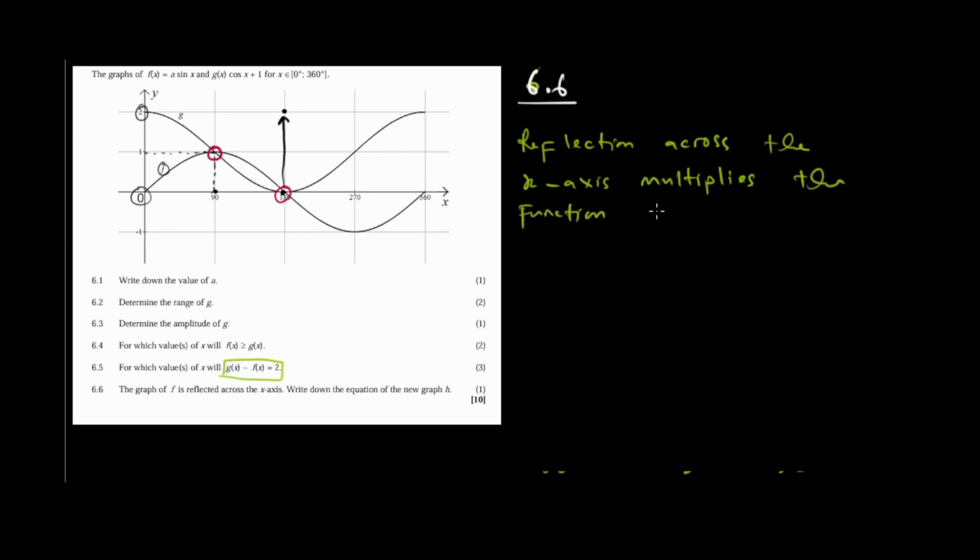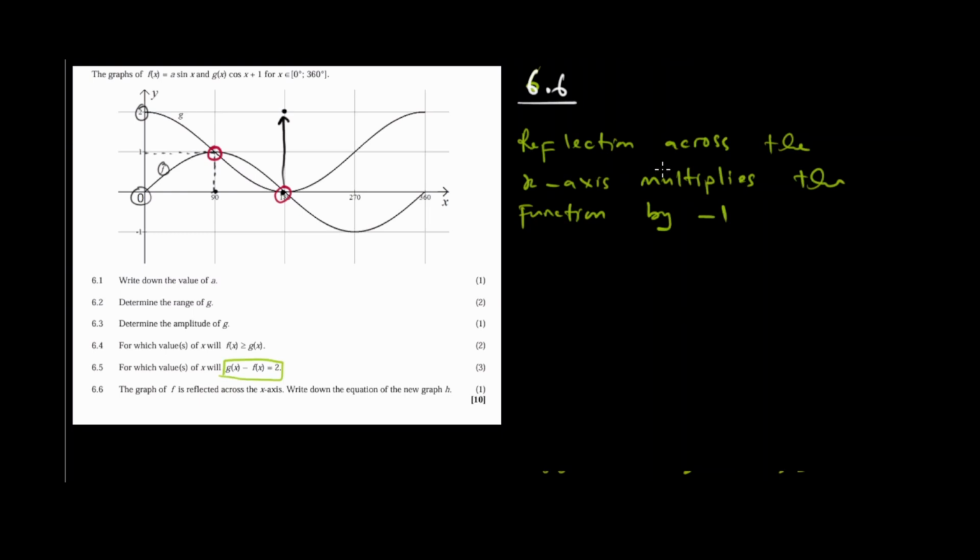Our last one is 6.6. The graph of f is reflected across the x-axis. Write down the equation of the new graph h. So what we have to know is that a reflection across the x-axis multiplies the function by -1.